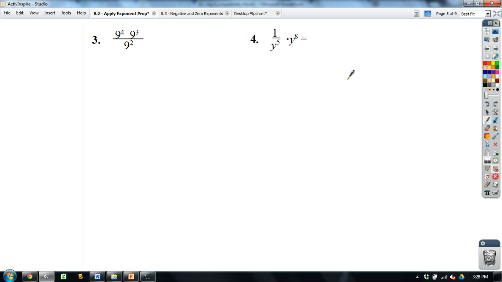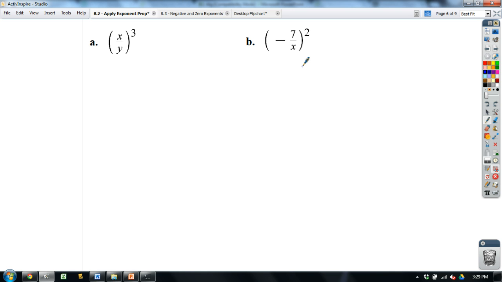Try number 3. So the answer here is, this is going to be 7, this will be 2, so I get 9 to the 5th power. Another way I could say is, I could just cancel out 9 to the 3rd and 9 squared. That leaves me with 1, 9. 9 to the 4th times 9 is 9 to the 5th. Try number 4. Hopefully you got y cubed. All right. If you're not sure how I got any of these, just go ahead, write the question down, bring it to class, and I'll try to explain it then.